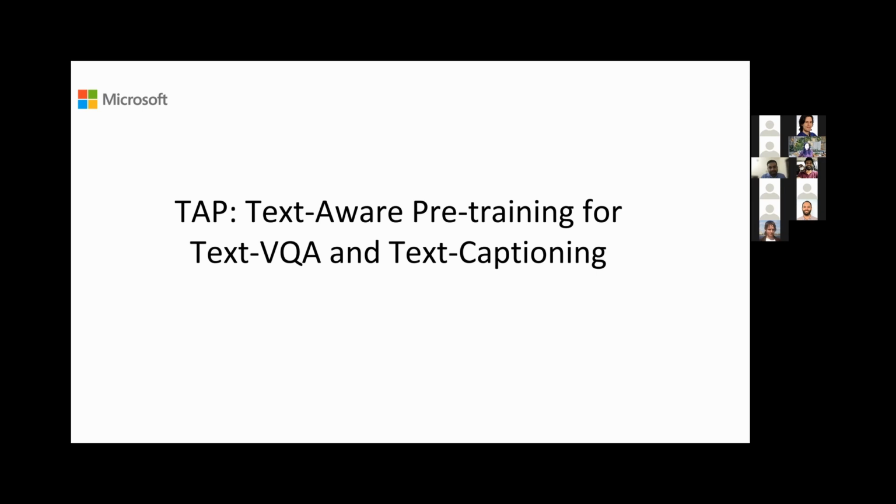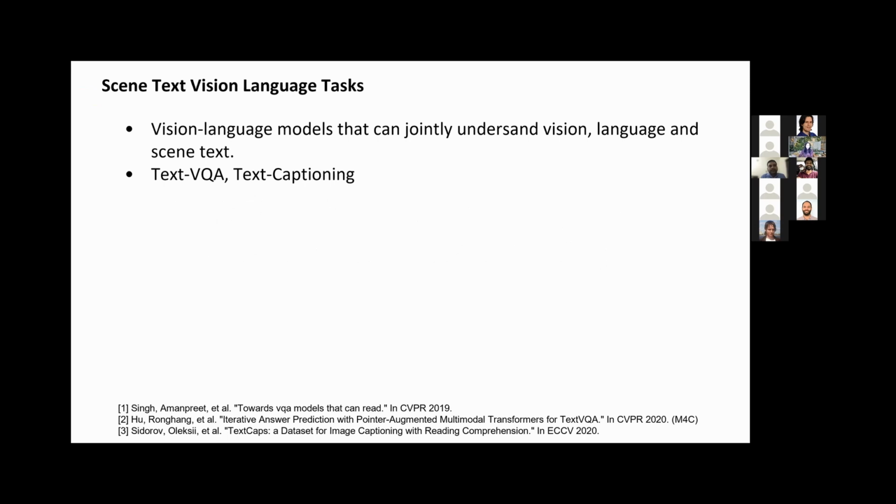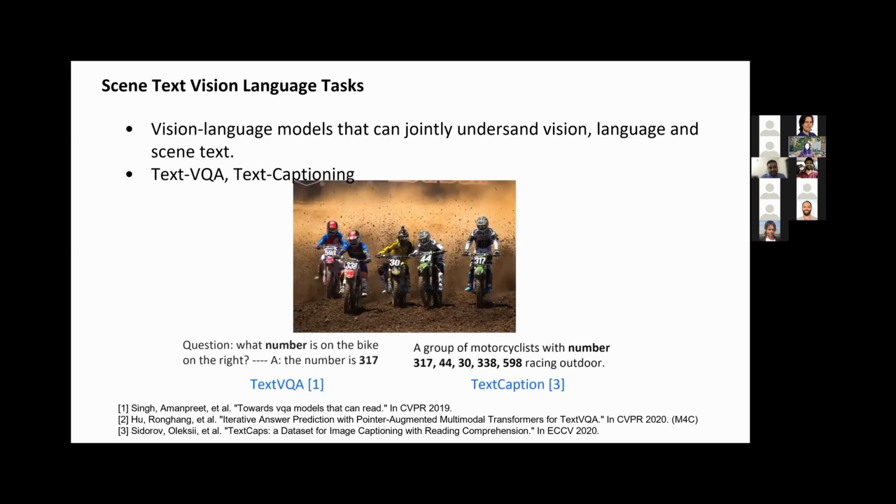In this project, our major goal is to build an intelligent vision language model that can jointly understand vision, language, and text. So we focus on two major text-related vision language tasks, which are text VQA and text captioning. The previous speaker already introduced them a little bit in his talk. For text VQA, the input to the system is an image and a related question, and the expected output is an answer in natural language format.